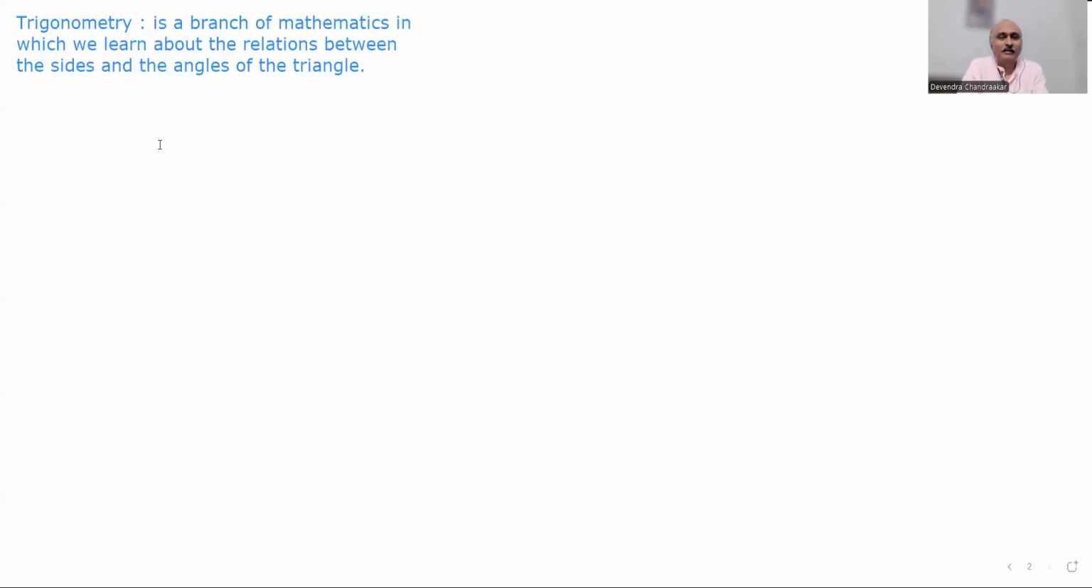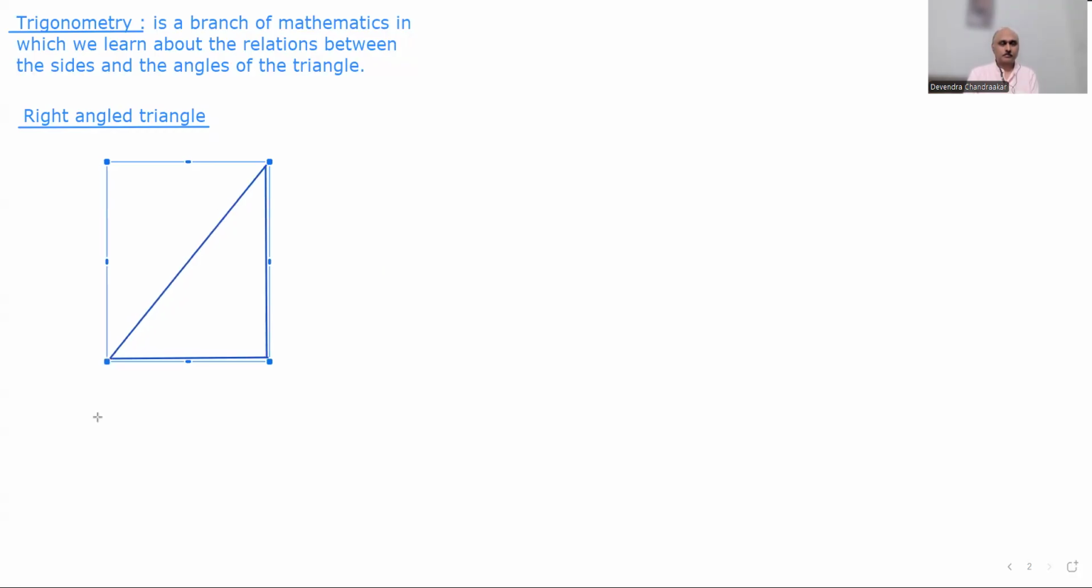So the triangle which we are dealing with in today's session is the right angled triangle. The right angled triangle. We are starting with this triangle. ठीक है, हम इस triangle से आज शुरू कर रहे हैं. So let's draw this right angled triangle here. So this is a right angled triangle, and let's name the vertices as A, B, and C.